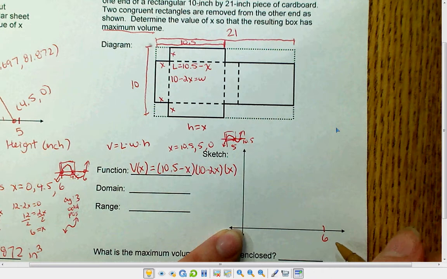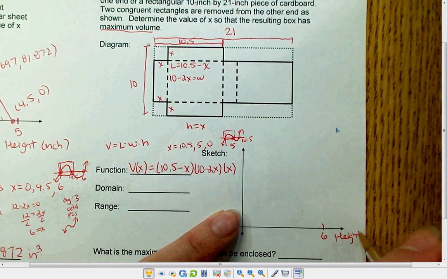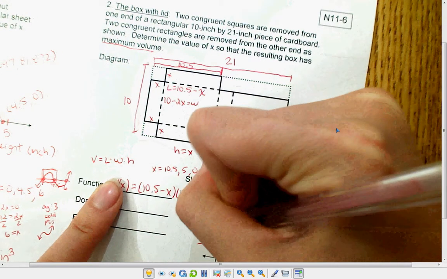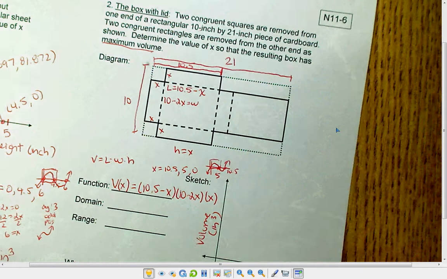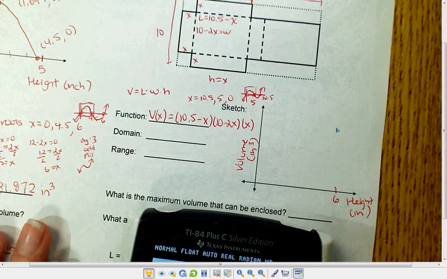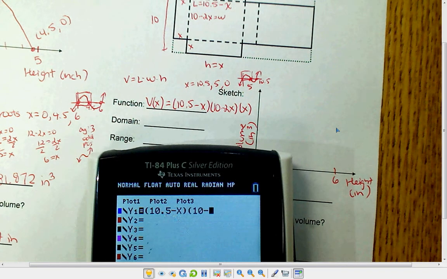And just like before, let's label it. So I know that my x is still equal to my height in inches. I'm still graphing volume, which is inches cubed. And we're going to go into our y equals, and I'll graph our new function. So this is 10.5 minus x, 10 minus 2x, and x.